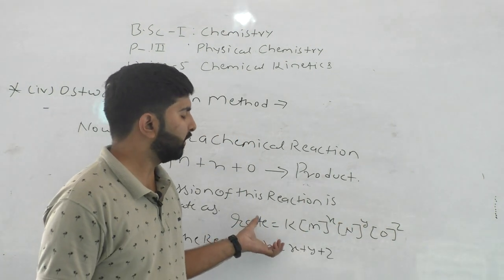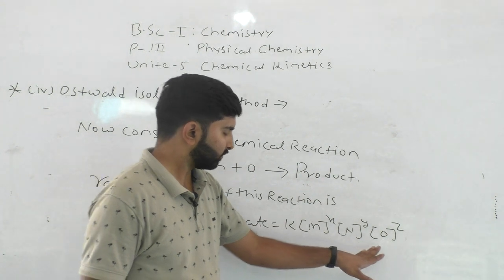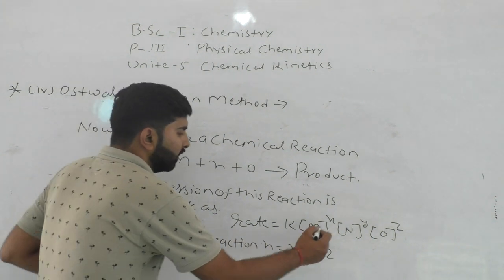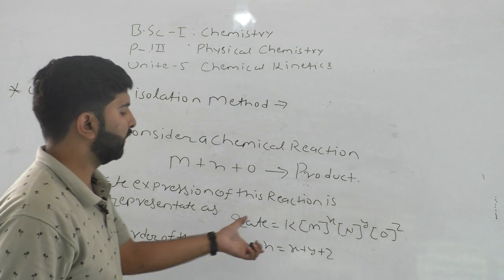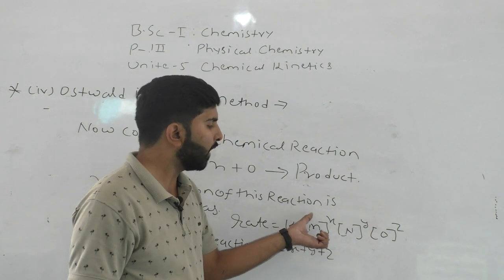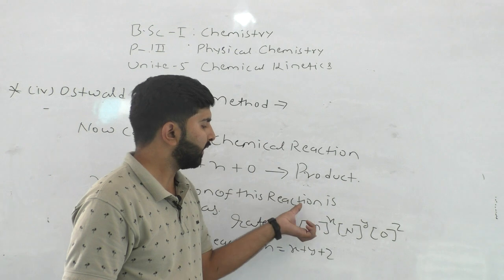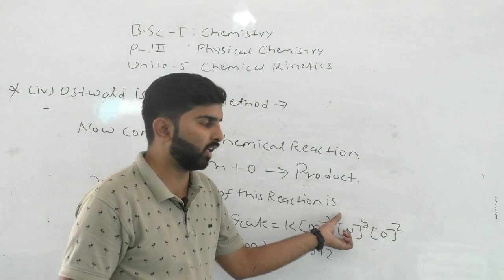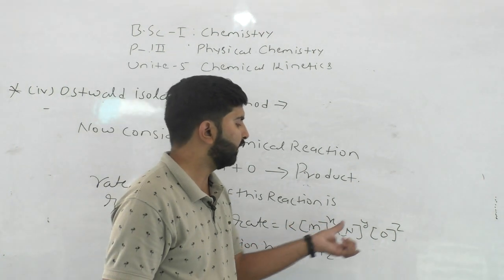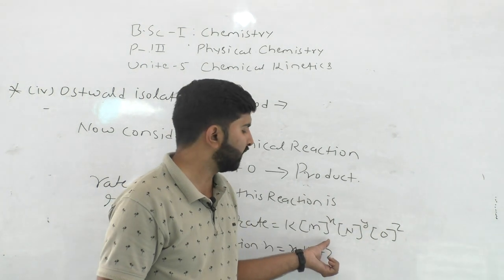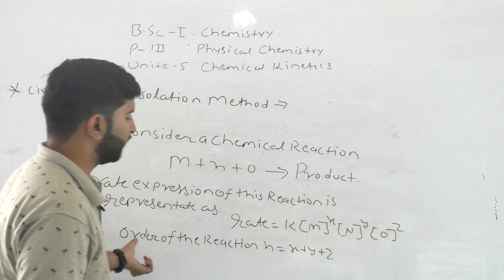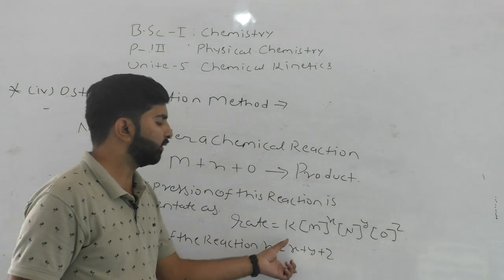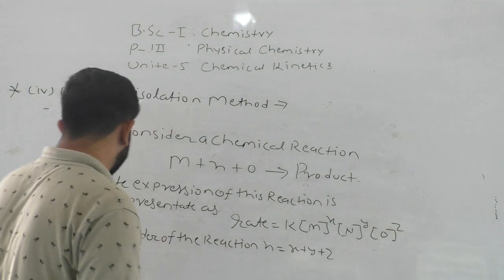So the reaction mixture's order represents the order of the reaction. The total order of the reaction is given by the sum of each type of observation. When we take M in a finite amount, the order of the reaction comes out x. When we take N in a finite amount, the order comes out y. When we take O in a finite amount, the order comes out equal to z. So the total order of the reaction comes out equal to the sum x plus y plus z.